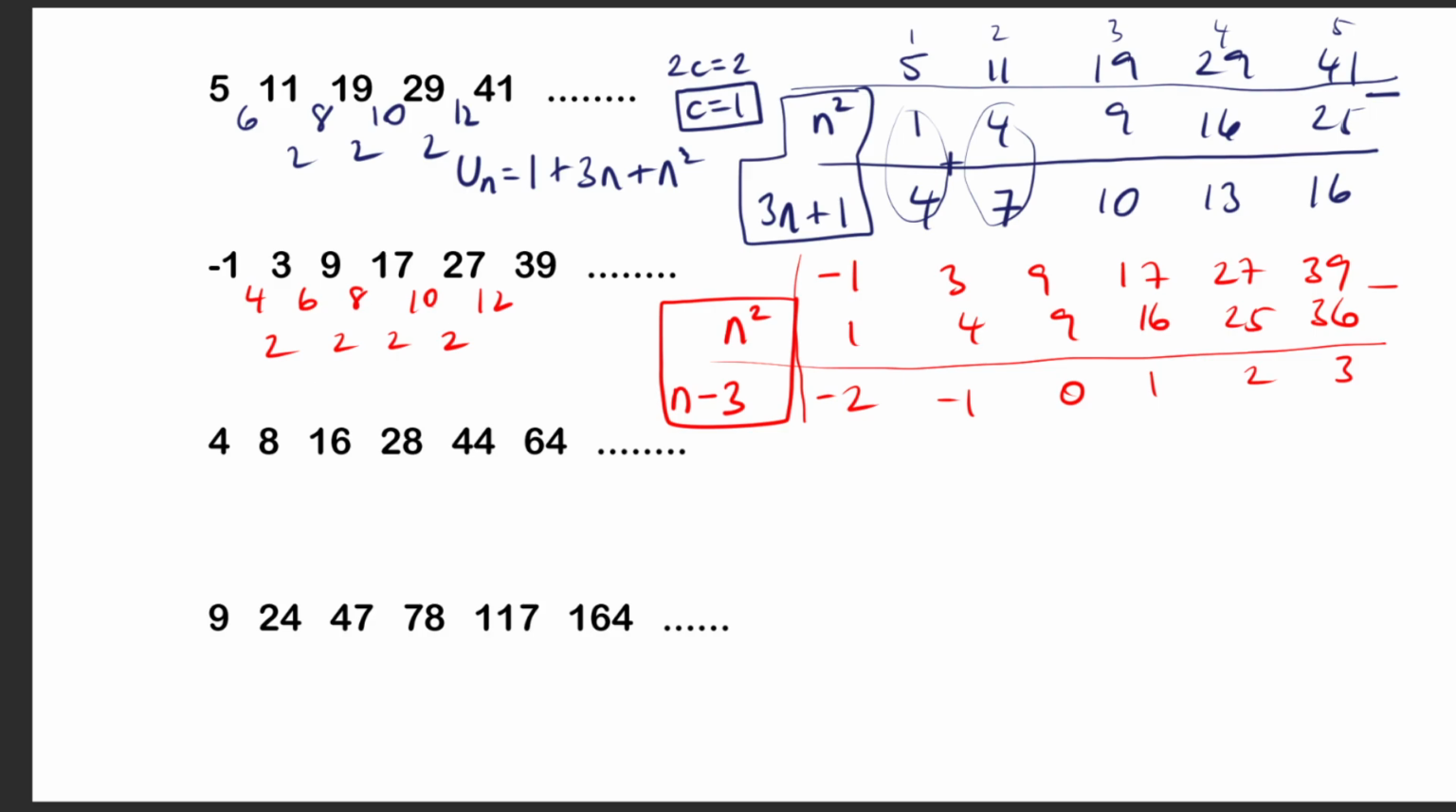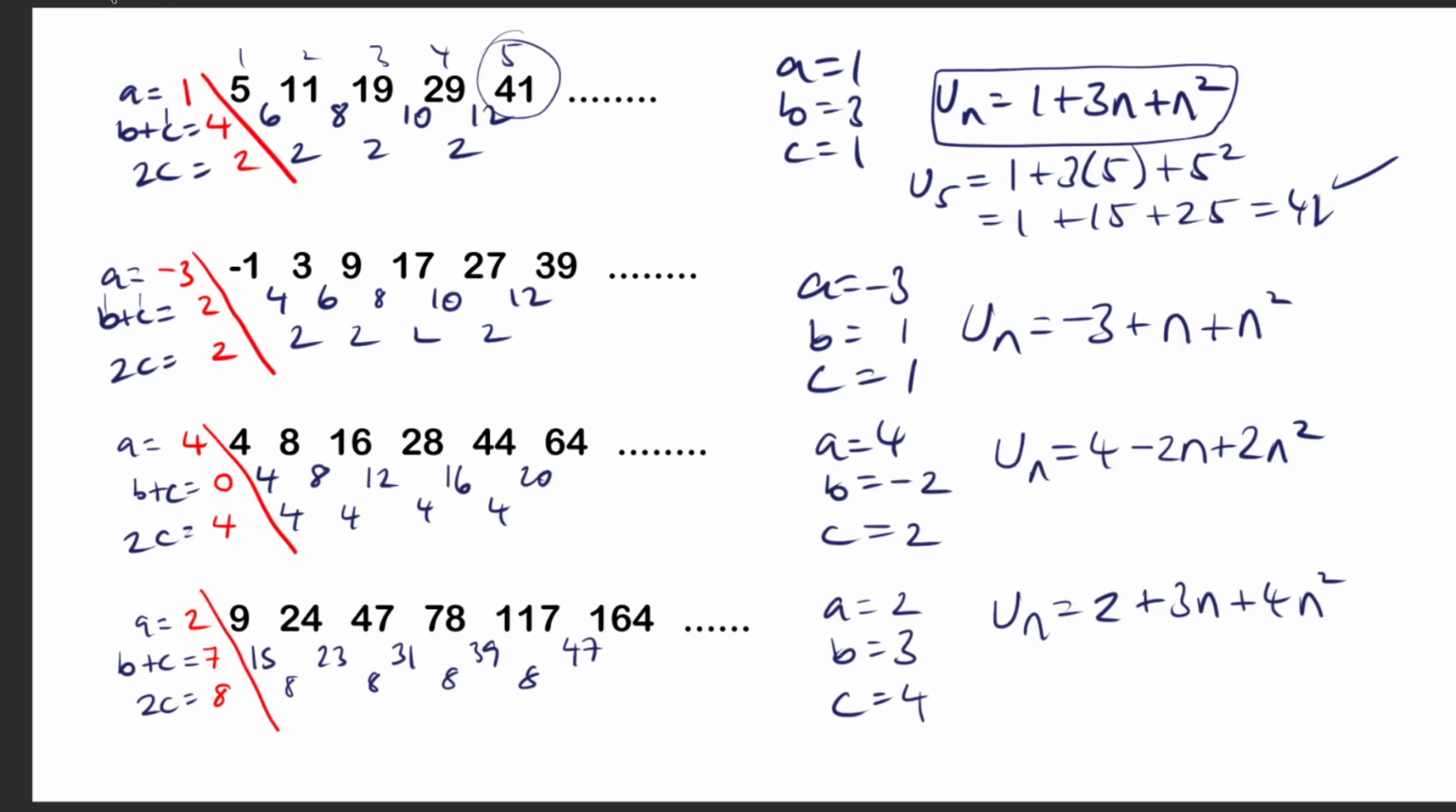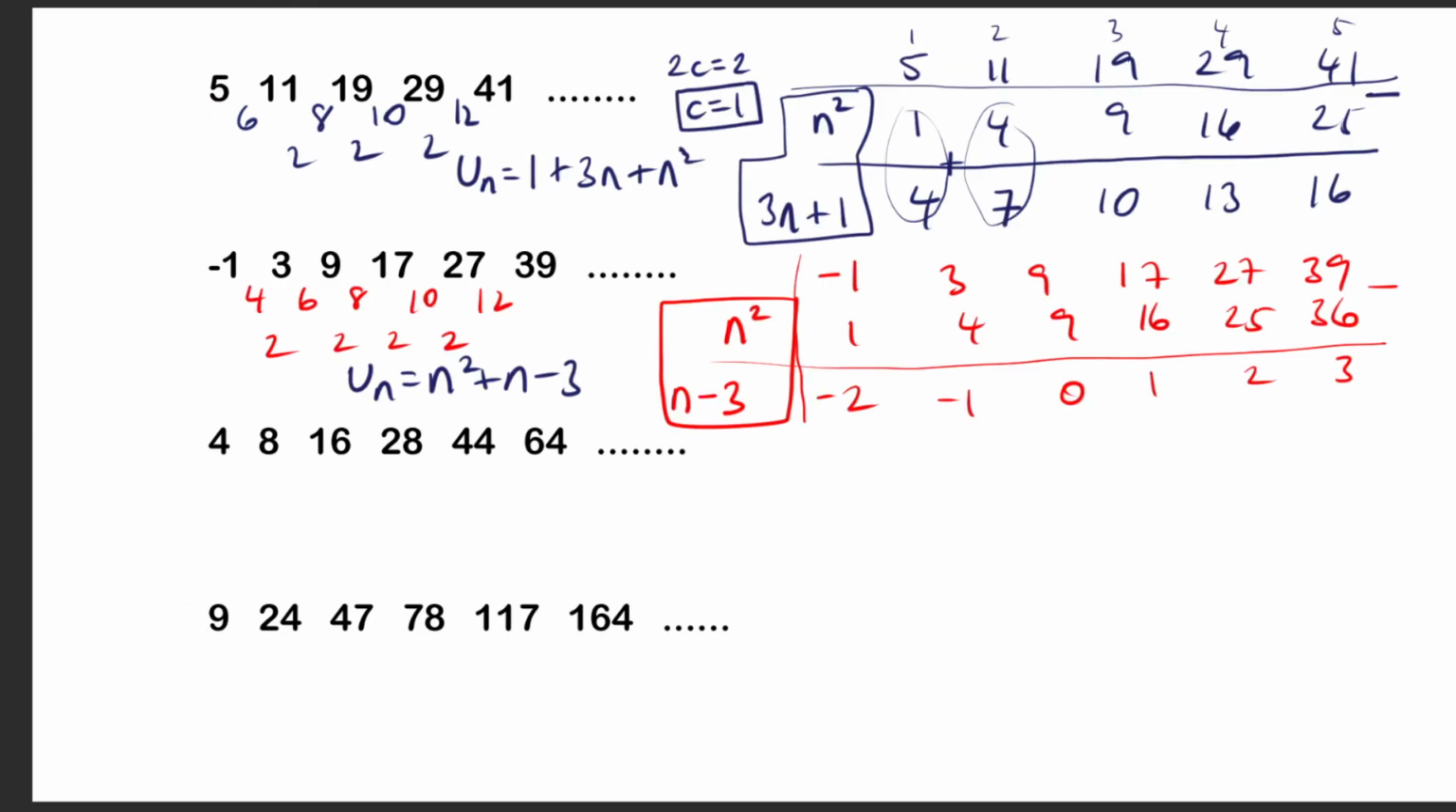So in this case it's going to be un equals, I'll put the squared first, n squared plus n minus 3. And you can see that hopefully that was the same as what we had before, just in a different order: n squared plus n minus 3. So pause the video and try to use this method on these two remaining sequences and then we'll check the answers.